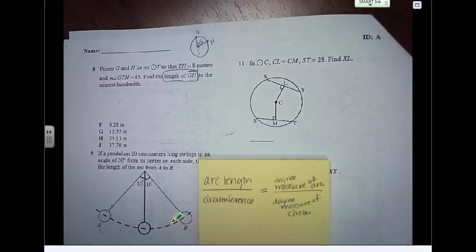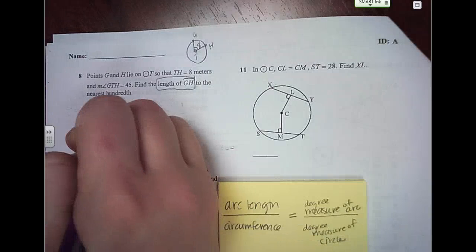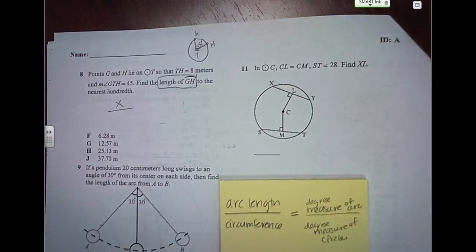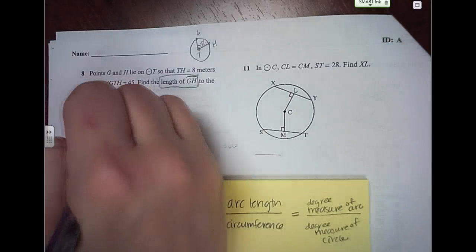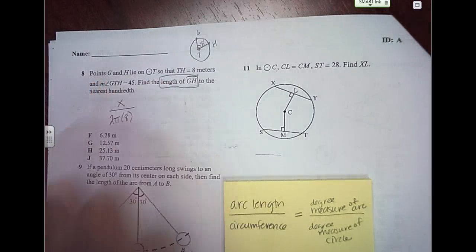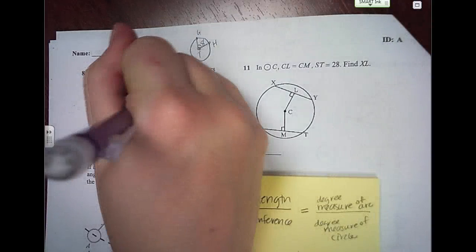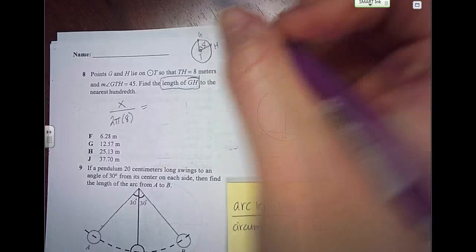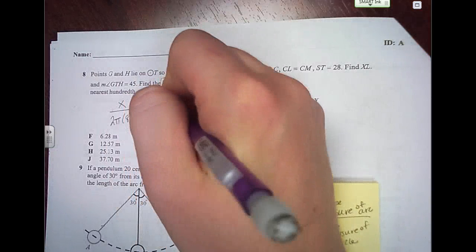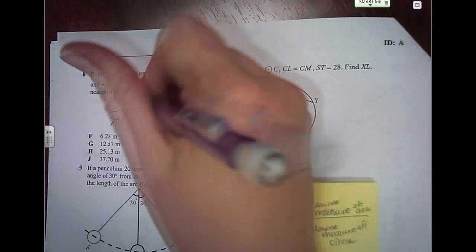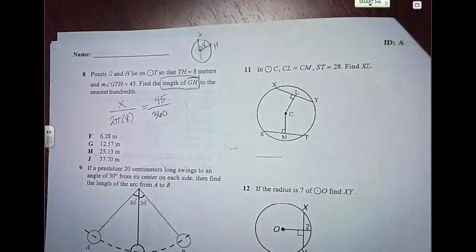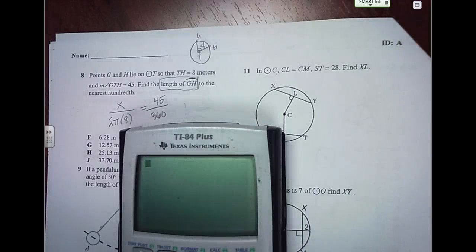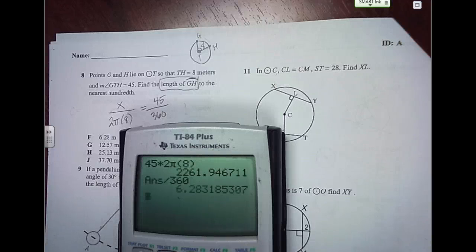So arc length is what we're going to find. So I'm going to put x on top over circumference. Now they give you the radius is 8, so I'm going to use 2 pi r, so 2 pi times 8 equals the degree measure of the arc. So if the angle on the inside is 45, then the degree measure of our arc is 45 over the degree measure of our circle, which is of course 360. So cross multiply and solve for x. So I'm going to do 45 times 2 pi times 8 and divide that by 360. So 6.28.